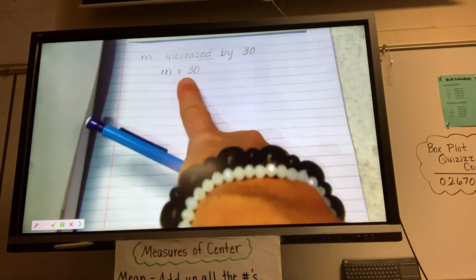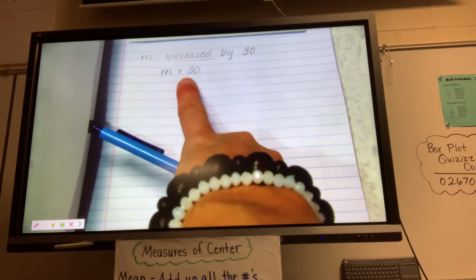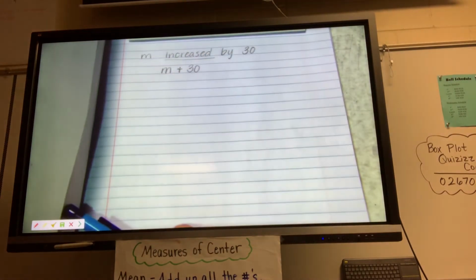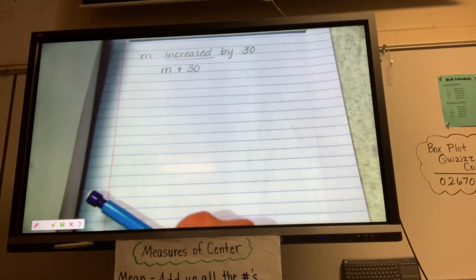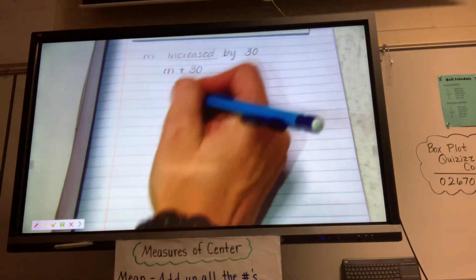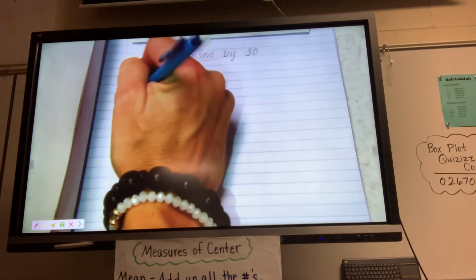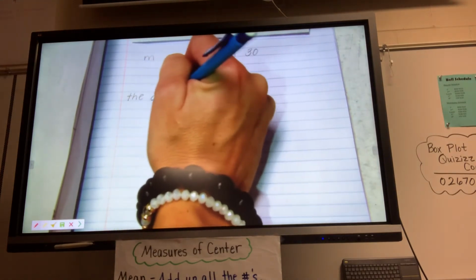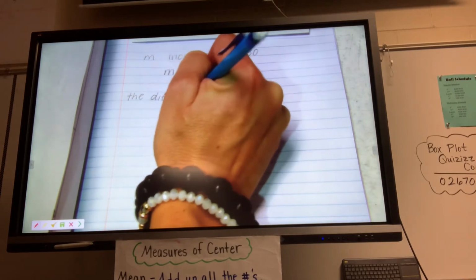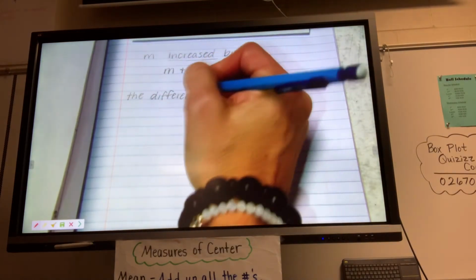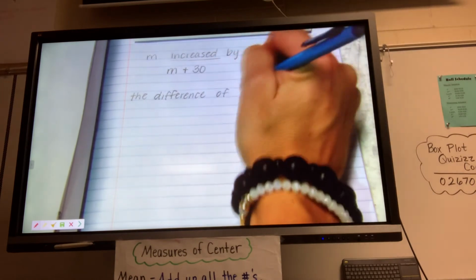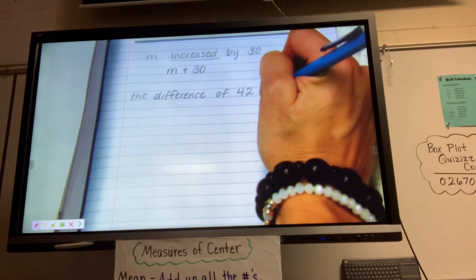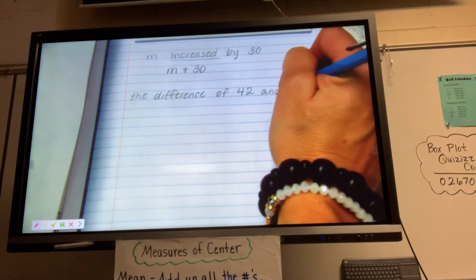This is all they want us to do. They want us to just write the problem. They've written it in words. They want us to write the problem out. Okay? So that's example 1. The next one. The difference of 42 and Z.